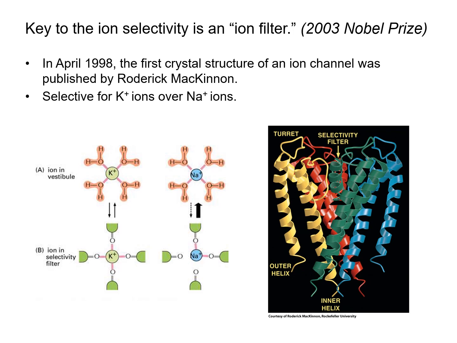And this earned the Nobel Prize in 2003. So Roderick MacKinnon published in April 1998 the first crystal structure of an ion channel. And that actually showed and explained this ion filter with the selectivity for potassium ions over the sodium ion.